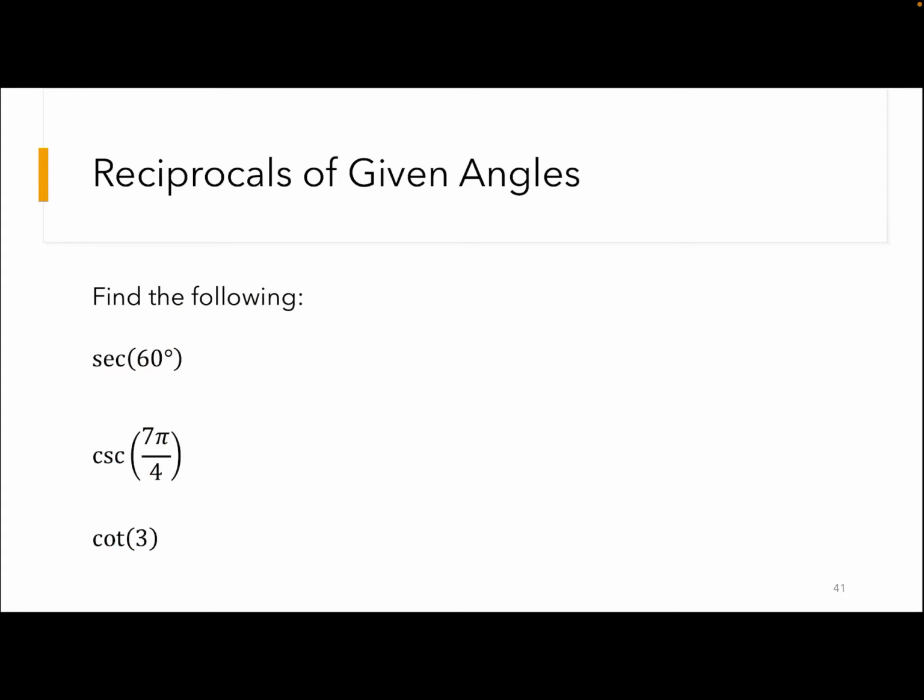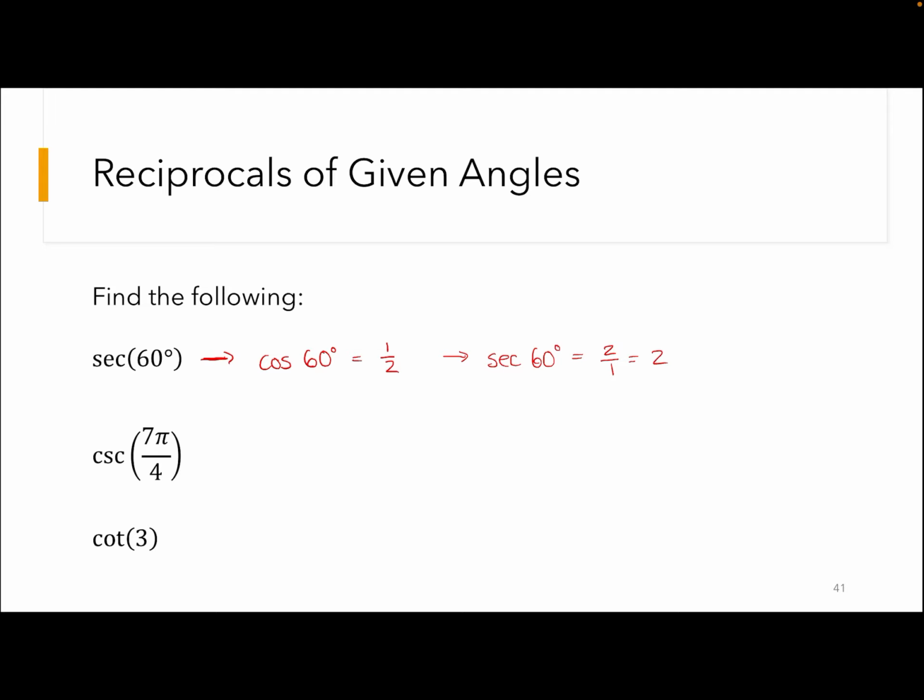So now the reciprocal trig values of any angle. This is going to require that you know the unit circle. So the secant of 60 degrees. Secant is in quadrant 1. Let's go through some knowledge here. The cosine of 60 degrees is equal to 1/2. And so since secant is the reciprocal, the secant of 60 degrees is 2 divided by 1, which of course is just 2.